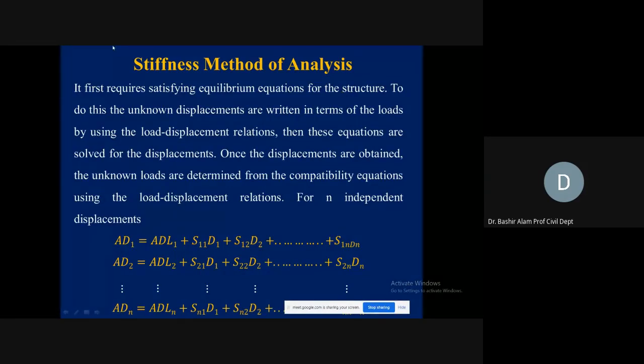Now to do this, the unknown displacements are written in terms of the loads by using the load displacement relation. We will write the load displacement relation. Then these equations are solved for the unknown displacements. Once the displacements are obtained, what was there? When the redundant actions are obtained, then what?